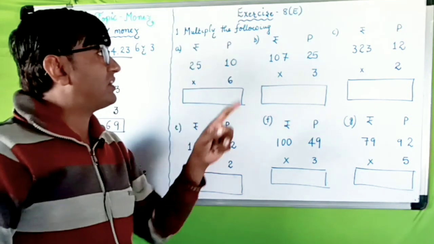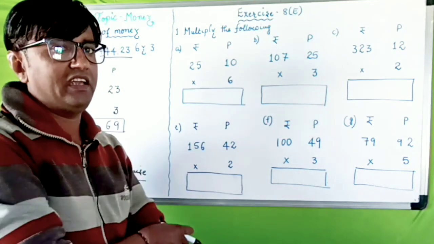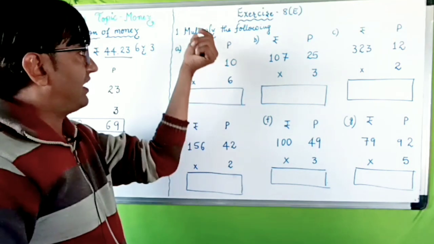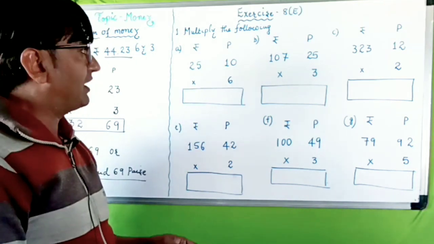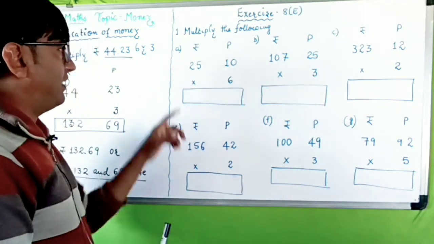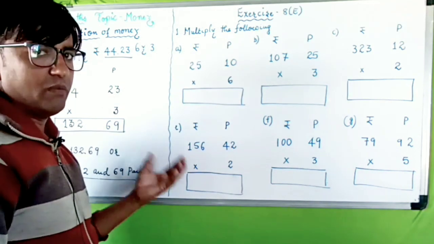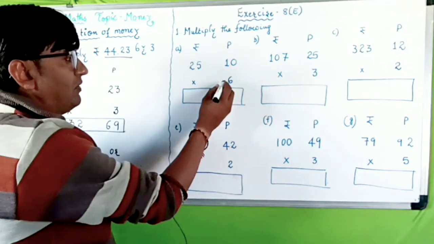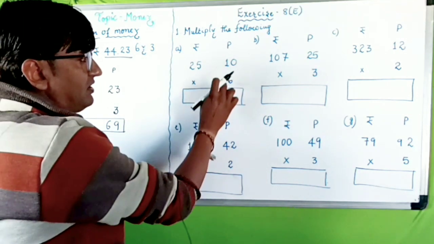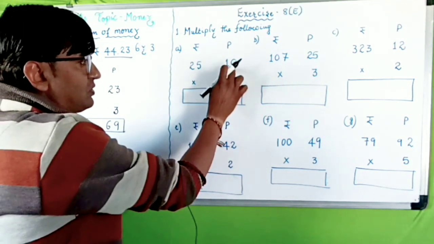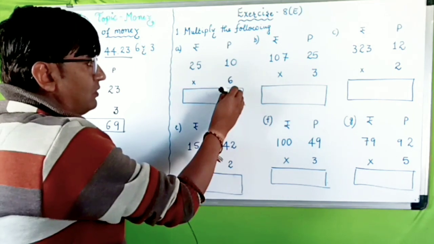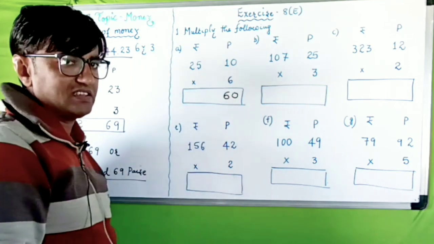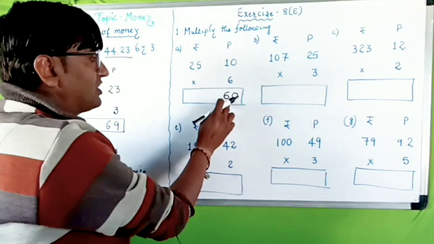Now we will understand exercise 8e. Similar types of questions are there. Multiply the following. The rupees column and paise column are already given, no need to arrange them. First of all we begin with the paise column. 6 into 0 is 0, 6 ones are 6. So the paise answer will be 60.